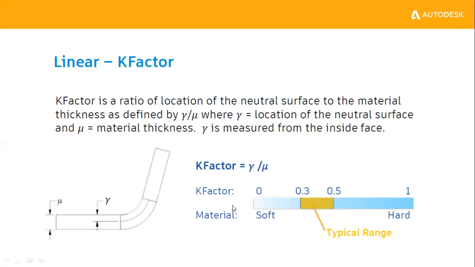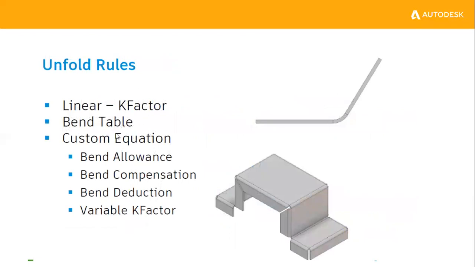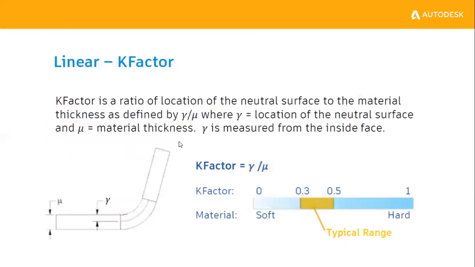Even with respect to materials, if your value is 0.2 or 0.3, mostly it is applicable to soft materials, and if your value moves closer to 1, we will be using those values for harder materials. Again, these values will be given by our own manufacturers. So this is about the K factor, and the K factor we are able to represent in different ways.